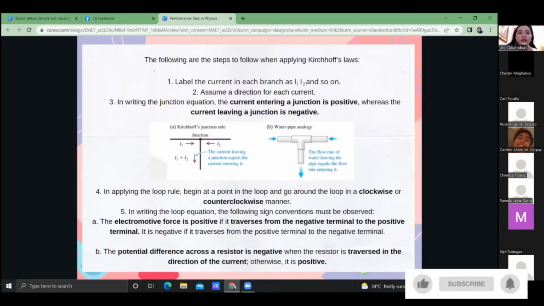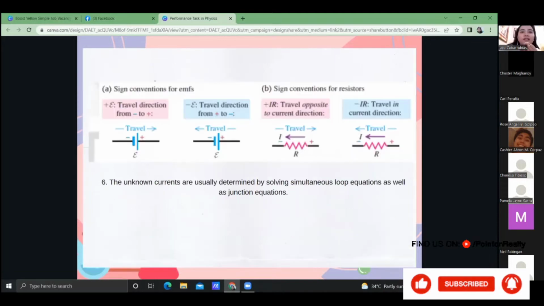Letter A: the electromotive force is positive if it traverses from the negative terminal to the positive terminal. It is negative if it traverses from the positive terminal to the negative terminal. And letter B: the potential difference across a resistor is negative when the resistor is traversed in the direction of the current, otherwise it is positive. Lastly, the unknown currents are usually determined by solving simultaneous loop equations as well as junction equations.